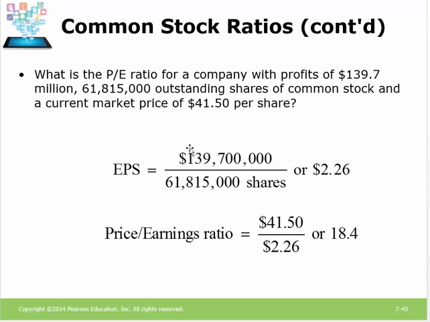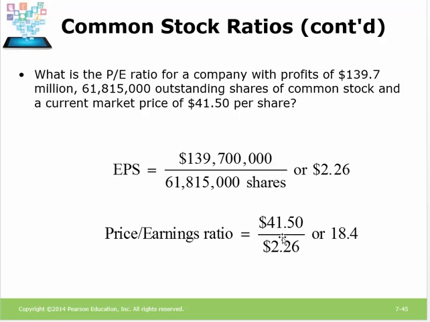Here's the company for this Universal Furniture outlet that we were looking at: $139 million in earnings. They had $61 million in shares, so their earnings per share was $2.26. That calculation was shown in the financial statements a little earlier. If you divide that into this company's current market price of $41.50, the price earnings ratio is 18.4.